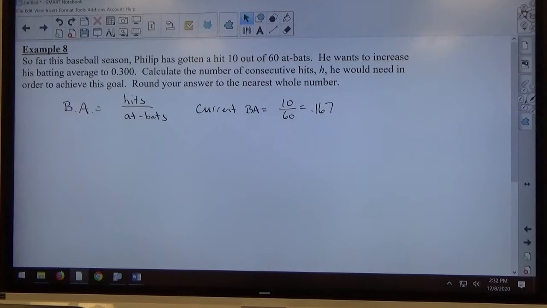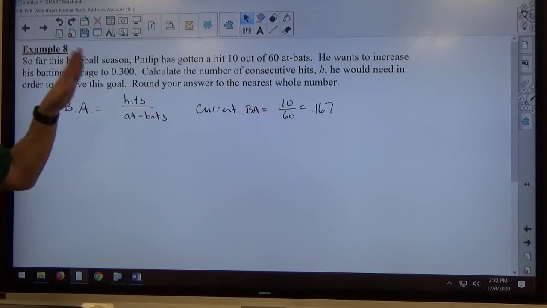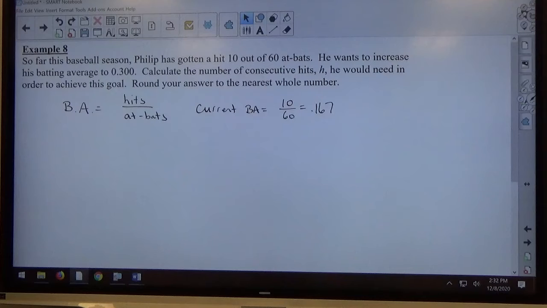If you don't know anything else about baseball, if you're a position player and you have a 167 batting average for a season, you're not a baseball player anymore. That's a bad batting average. 300 is a really good batting average. Somewhere between 250 and 350 is where most people are. Some people get in slumps and have bad batting averages, whatever. But he wants to get a higher batting average because he doesn't want to get fired. So that's what's happening here.